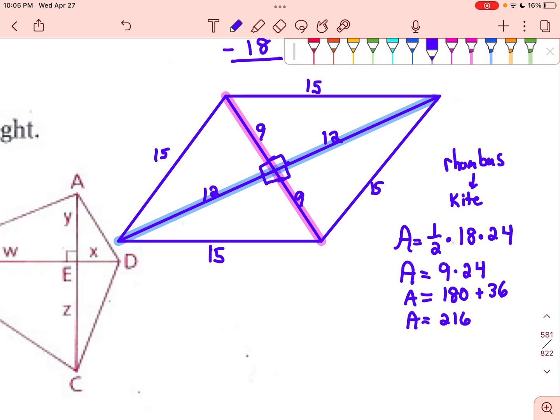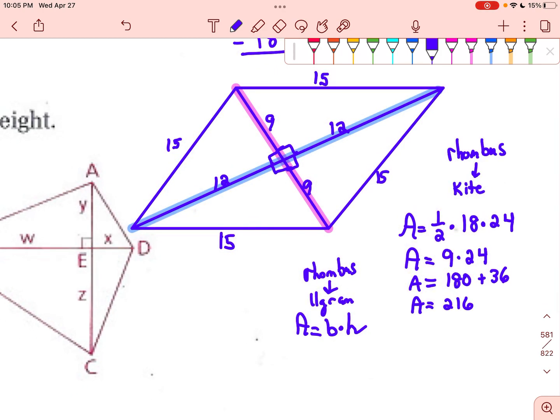But I also thought to myself, not only is a rhombus a kite, but a rhombus is also a parallelogram. And that is helpful because the area of a parallelogram is base times height. And the height is what we're looking for. So we're trying to figure out what the height is. But lucky for us, we know that the base is 15, and we also know that the area is 216.